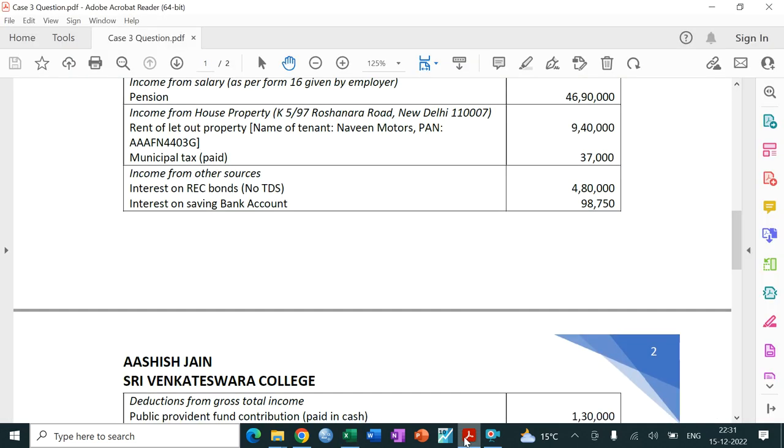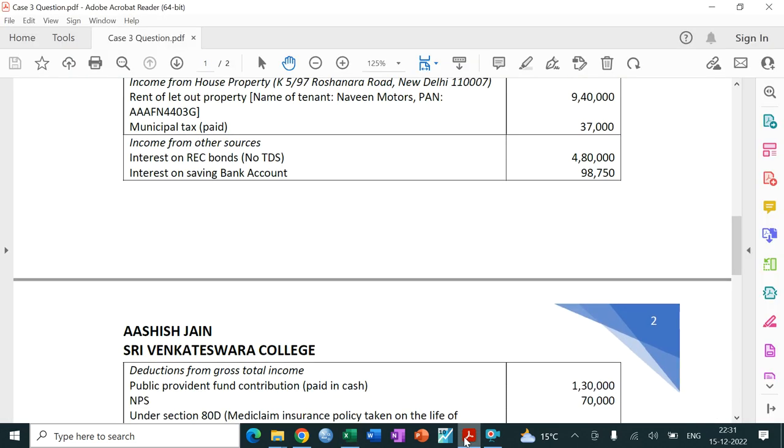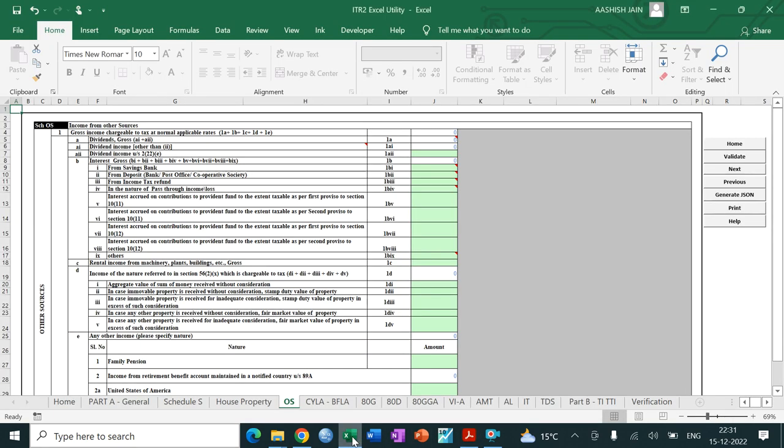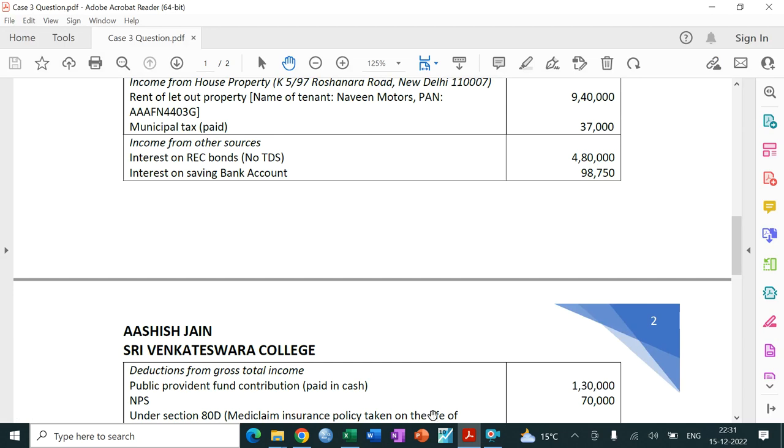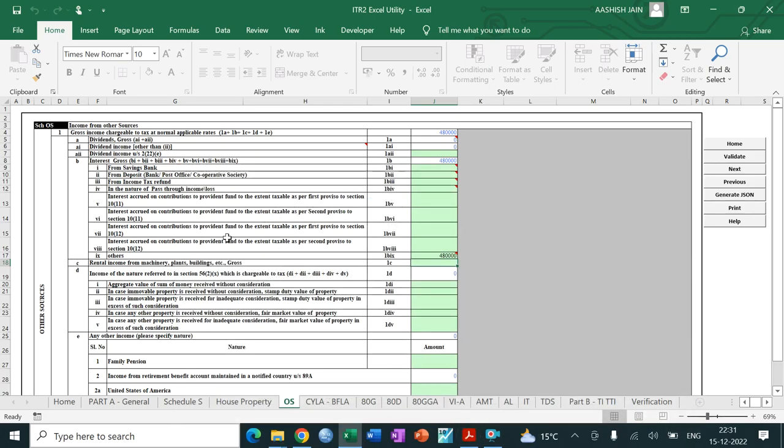Now let's read the other information part. Interest on REC bond, that is no TDS, 4,80,000. Interest on REC bond, yes, we will write here 4,80,000 interest on REC bond. Then interest on savings bank account, that is 98,750. So we will write here 98,750.